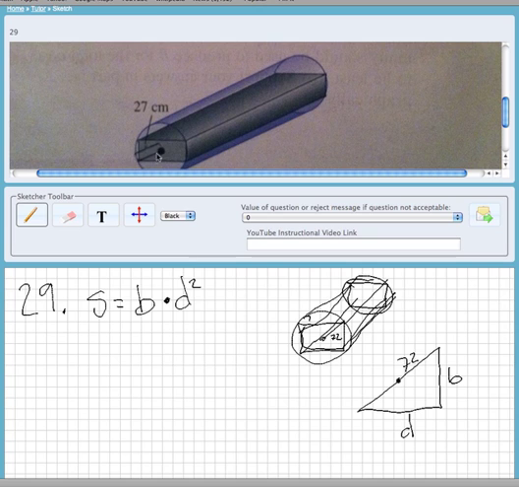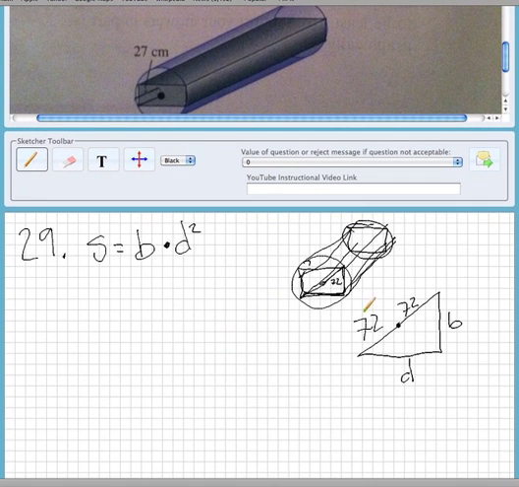So they give us the radius of this, so we can actually break this up. So this is kind of what it looks like right here. This triangle right here is going to look like this triangle I've drawn right here. So it's 72 is the two things. So we can actually define these two variables to each other using the Pythagorean theorem, right? The hypotenuse squared equals b squared plus d squared.